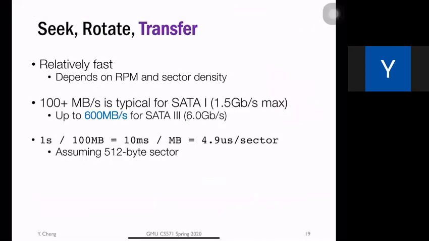All right, moving on to the third factor, which is disk transfer. We could say that it's relatively faster and depends on RPM and the sector density. Typically, we're looking at 100-plus megabytes per second, and we also call it disk throughput, okay? This is a typical performance number for a SATA 1 disk. And for some high-end hard disk drives, it could reach up to 600 megabytes per second. This is extremely fast, even faster than some flash SSD devices, okay?